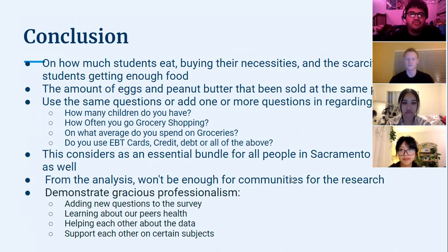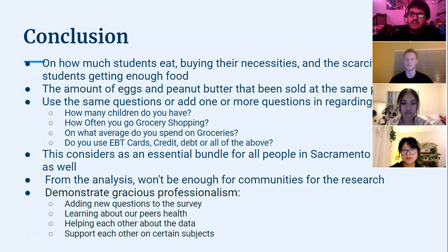So for our conclusion, for what we actually analyzed from the data as a team, we're seeing how students eat and the actual necessities that they brought, and also the scarcity of students getting enough food. What surprised us was the amount of eggs and peanut butter that have been sold at the same price, but with different outliers at the same time, which we found to be related to the data and in some ways not.